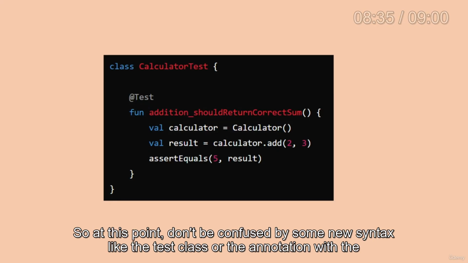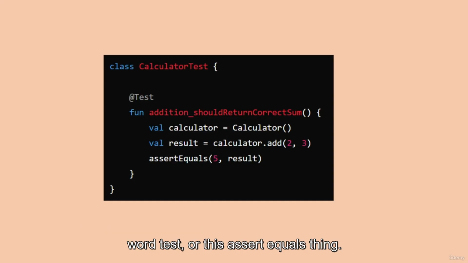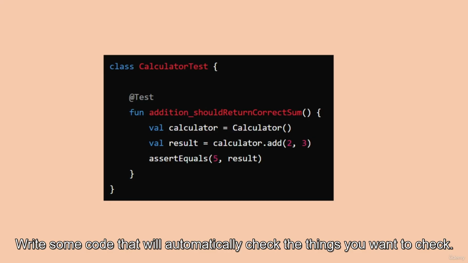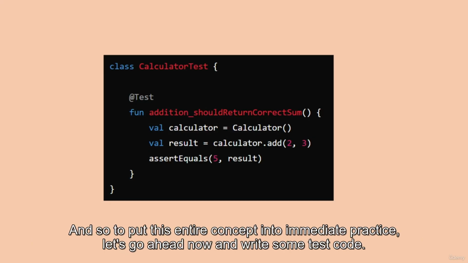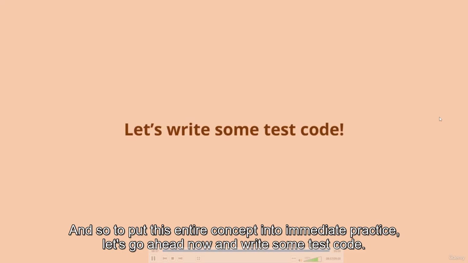Don't be confused by some new syntax like the test class or the annotation with the word test, or this assert equals thing. The principle is very simple. Write some code that will automatically check the things you want to check. And so, to put this entire concept into immediate practice, let's go ahead now and write some test code.